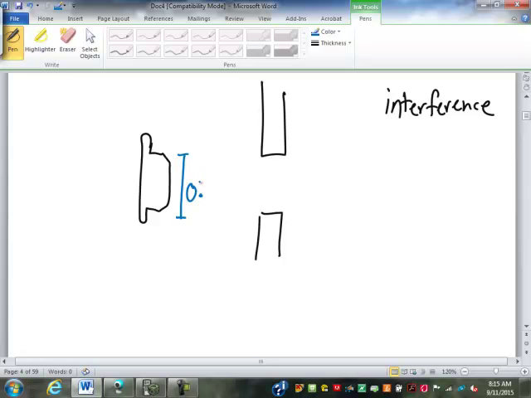So this plug might be 0.75 inches plus or minus 0.005 inches. The hole is 0.74 inches plus or minus 0.005 inches.